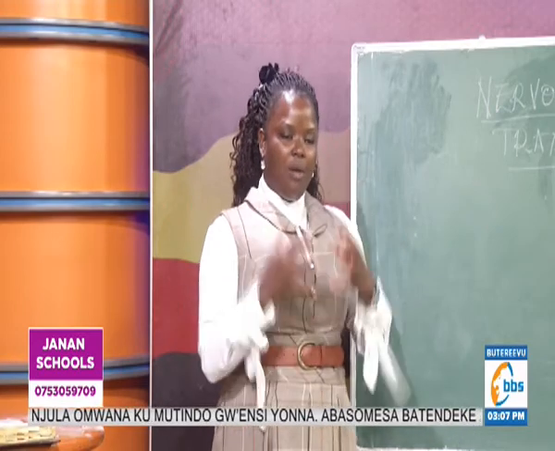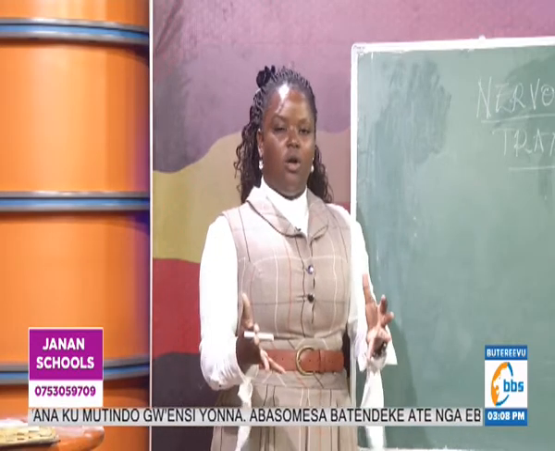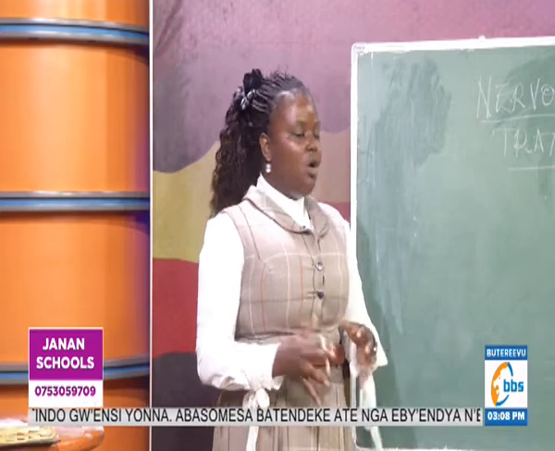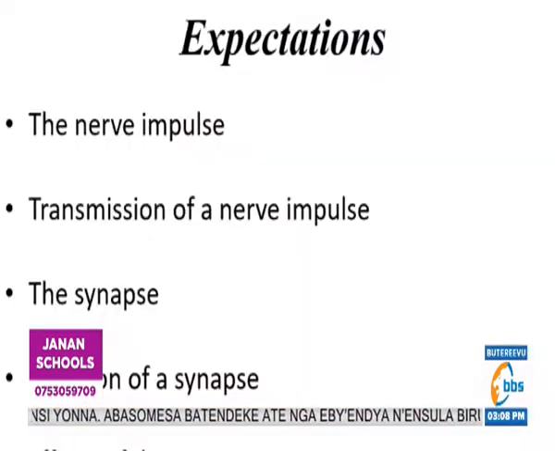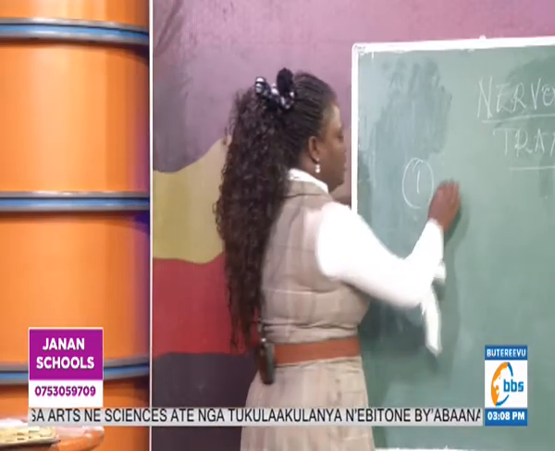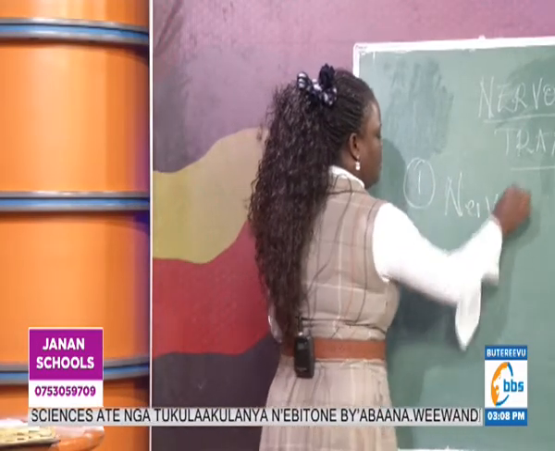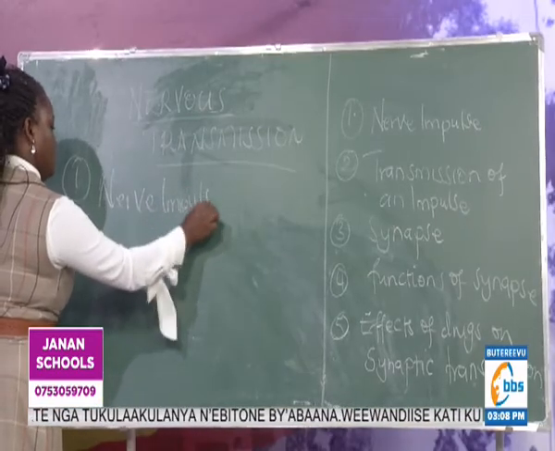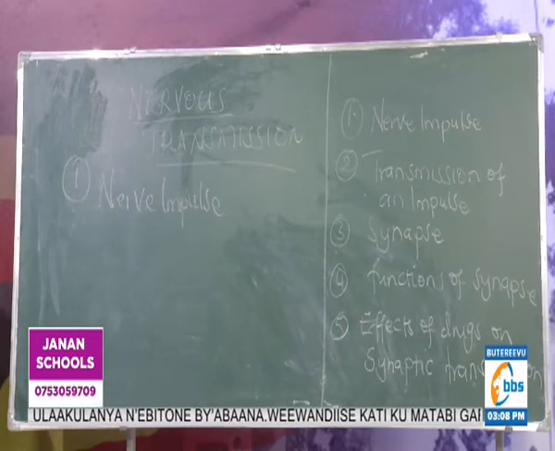We look at how our body communicates to the external environment in an electrical way, in the shortest time possible. So that is nervous transmission: electrical communication within the body system using electrical messages. So, a nerve impulse. We can't talk about nervous transmission and miss out what you call a nerve impulse.